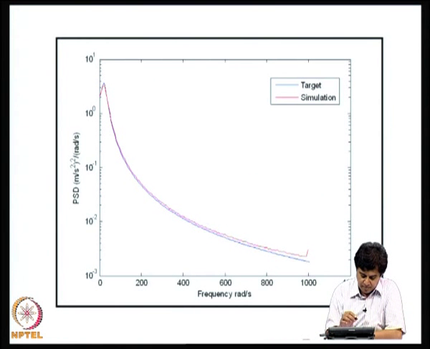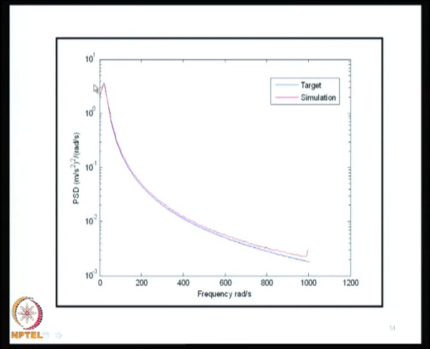So, the target power spectral density function is the blue line, the y axis is shown on log scale and x axis is on linear scale here. So, after doing I think 5000 simulations, we were able to estimate the power spectral density from the data, and it is compared with the target, and again we see good agreement between the two.